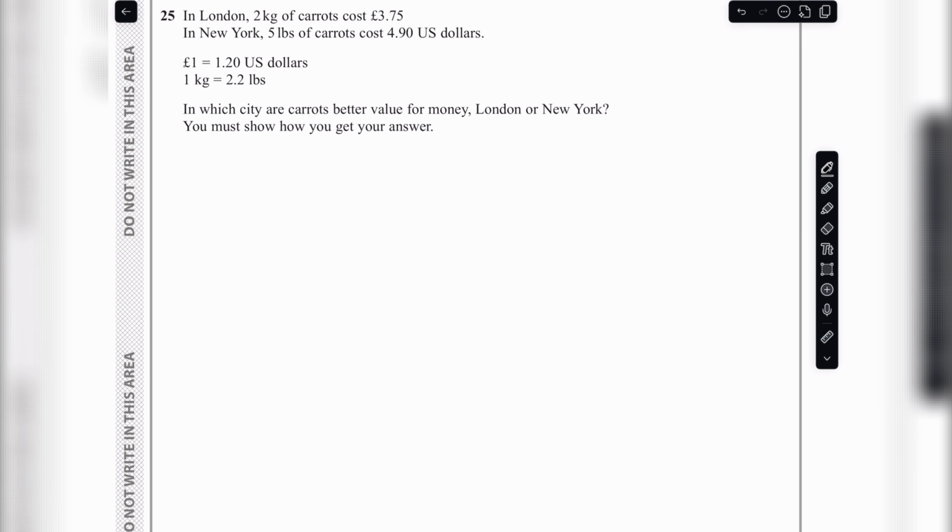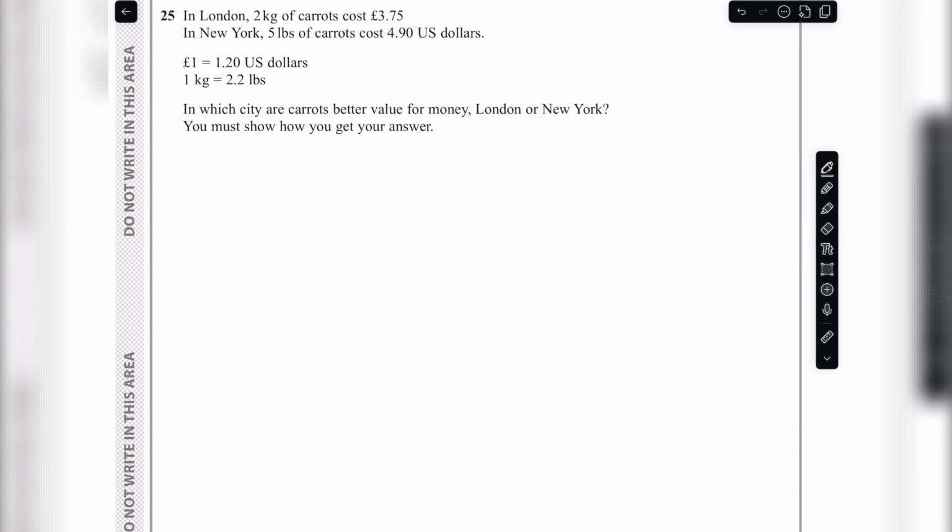In question 25, we are told that in London, 2 kilograms of carrots cost £3.75. In New York, 5 pounds of carrots cost $4.90 US. The conversion rate is £1 equals $1.20 US, and 1 kilogram equals 2.2 pounds. In which city are carrots better value for money, London or New York? You must show how you get your answer.